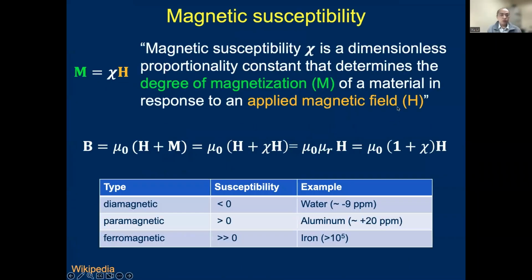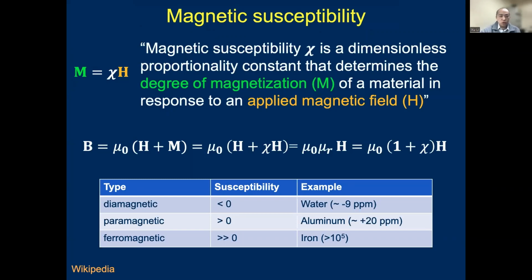So what is magnetic susceptibility? Magnetic susceptibility is a dimensionless proportionality constant that determines the degree of magnetization of a material in response to an applied magnetic field. This is according to the definition in Wikipedia. Of course, you probably have seen this in very basic physics books, which define the susceptibility in the relationship between the magnetic flux density B and the magnetic field strength H, with the relative magnetic permeability being just 1 plus chi. Chi is the magnetic susceptibility.